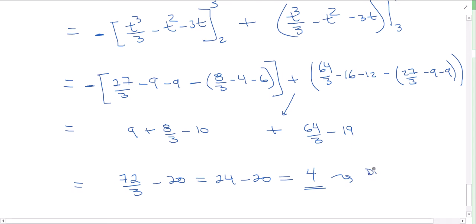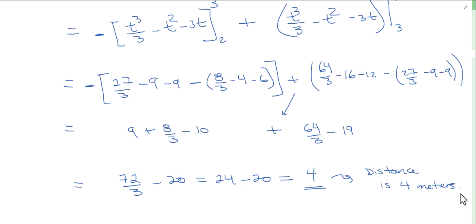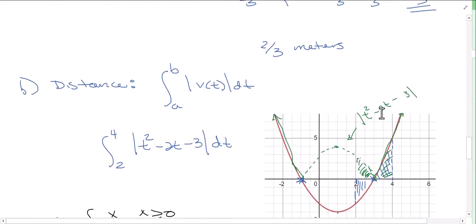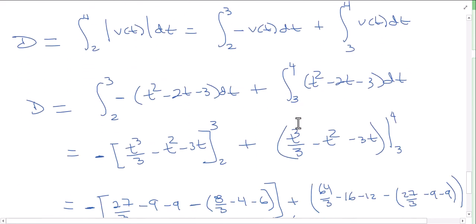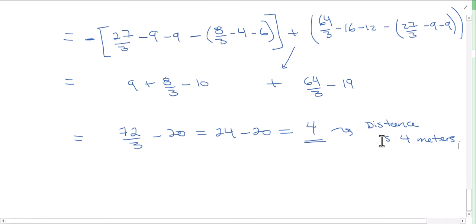So the total distance traveled by this particle then is 4 meters. So that will be the total distance traveled, whereas the displacement was just 2/3 meters, right? So that means the particle travels in one direction, and then it turns around and starts going the other way. But it goes further in one direction than the other, so it doesn't end up at its original starting point. Hence, the displacement is 2/3 meters. So it's 2/3 meters away from where it started, and then the total distance traveled was 4 meters.